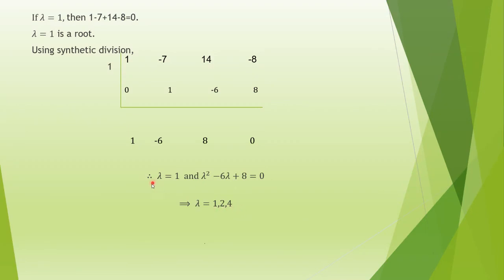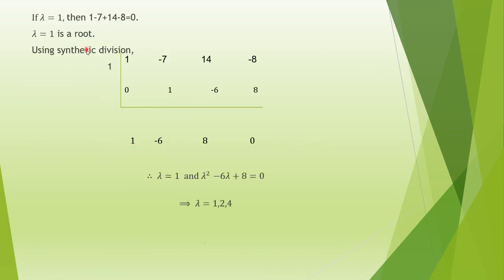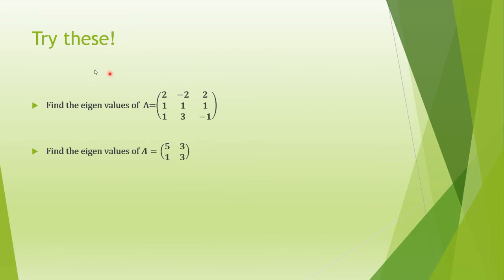So for this 3 by 3 matrix, you get three eigenvalues, that is, the roots are three. So from this you know how to find the eigenvalues for the 3 by 3 matrix and the 2 by 2 matrix. Just try these as sums for the 2 by 2 and 3 by 3 matrices. If you do it this way, you can find the values. Okay. Thank you, students.